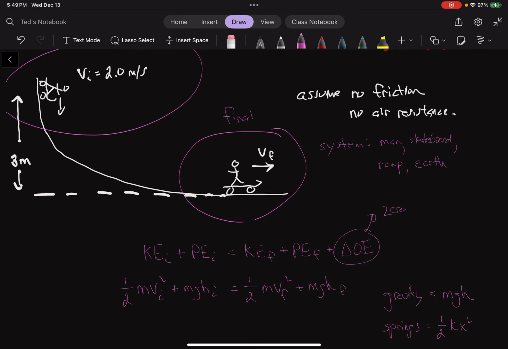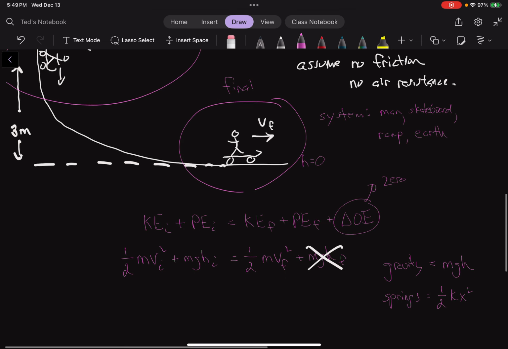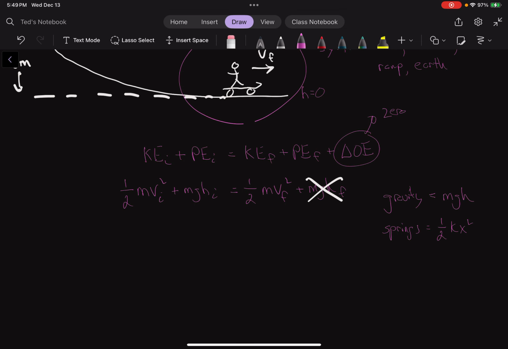But right away, I recognize that h is equal to 0 at the final. So I'm going to go ahead and cross that one out, because if h is equal to 0, that whole term is going to be 0. Okay, so next I'm trying to find v final.